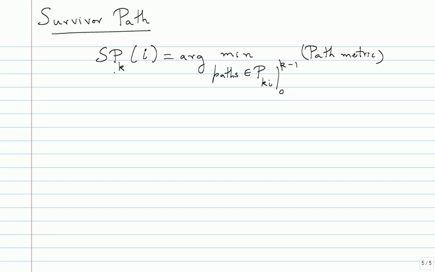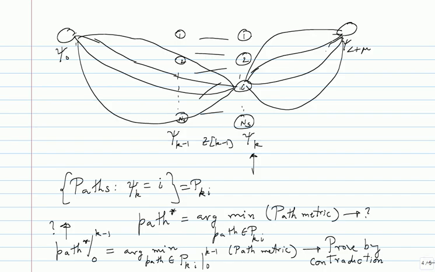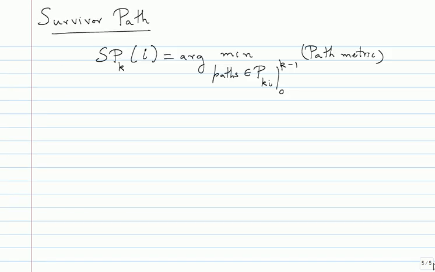I think I might be wrong with this index also, so I should call it P_k only. Among these paths, the one which is the minimum metric path is the survivor path. So I have done the minimization up to stage k. I'll define this for all i. It's called the survivor path.